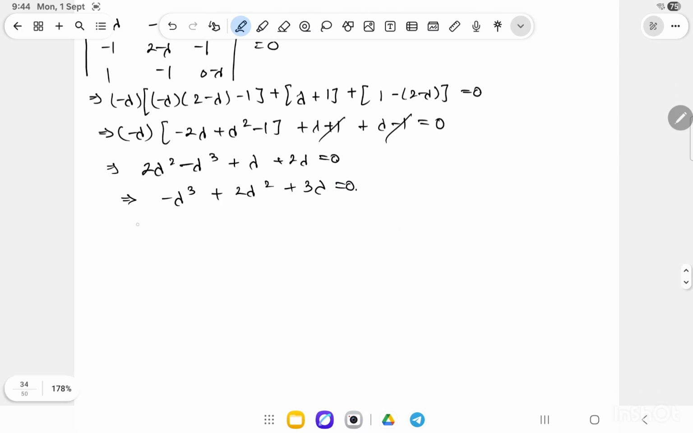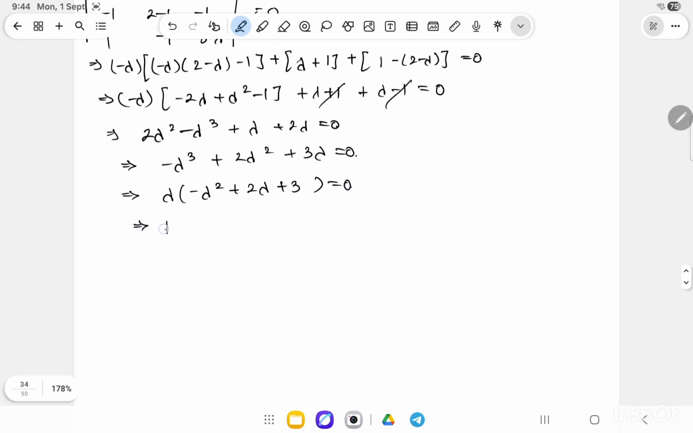So from here I will be getting roots as, I can take lambda as common and the equation will reduce to minus lambda square plus 2 lambda plus 3 is equal to 0, which gives me lambda is equal to 0 and lambda square minus 2 lambda minus 3 equals to 0.